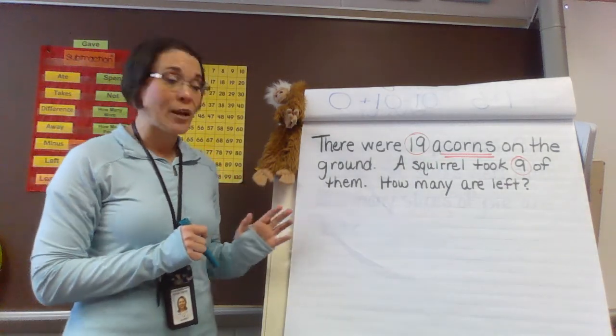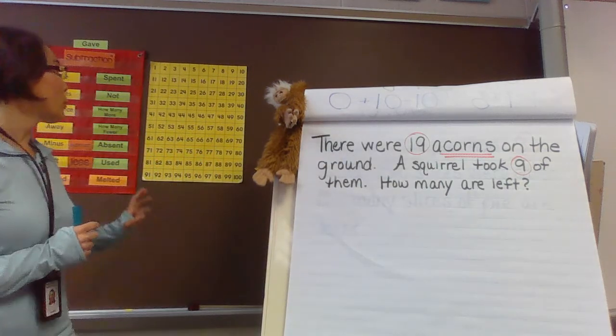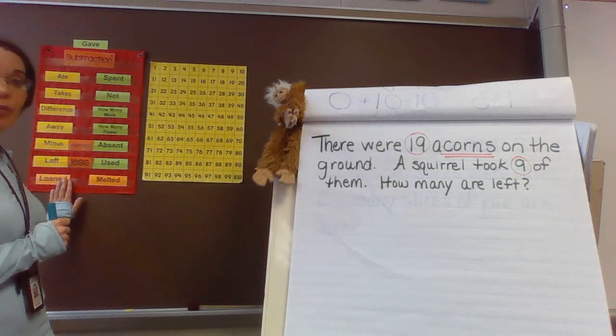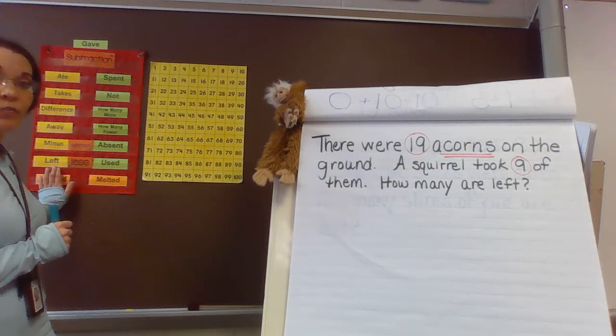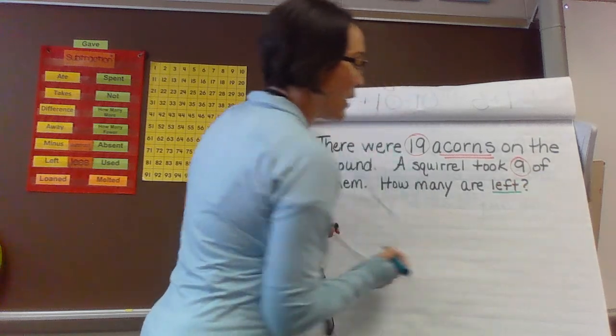So let's first think about where we could find them. Let's take a look at the question. How many are left? So if you remember when we were just briefly talking about some of those options with subtraction clue words, left was one of them. Left is right here. So I am going to underline that in green.